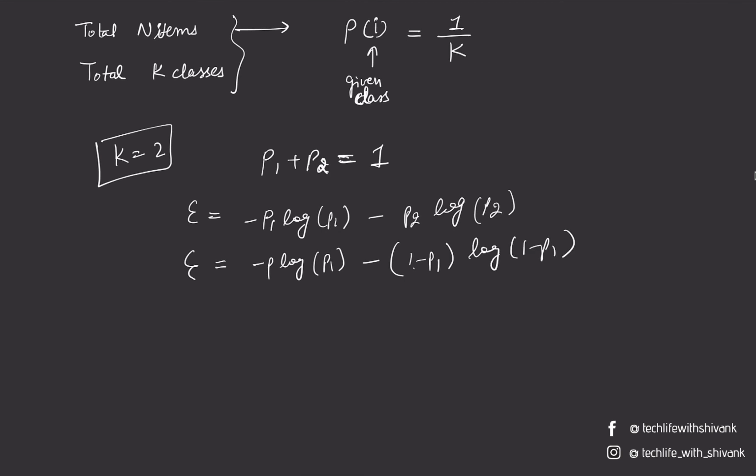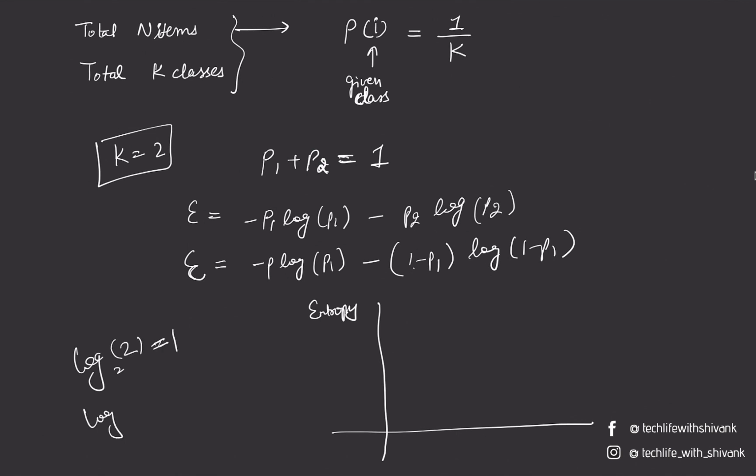If you plot this entropy, the maximum value would be log of 2 on base 2, which is 1 in this case. In general, the maximum value of entropy can be log of k on base 2 if we have k classes. So the graph would be something like this. The maximum value would be obtained when p1 is equal to half. So if p1 is equal to half, entropy is 1 in case of 2 classes. In case of k classes, when the probability of each class is 1 by k, then we achieve the maximum.